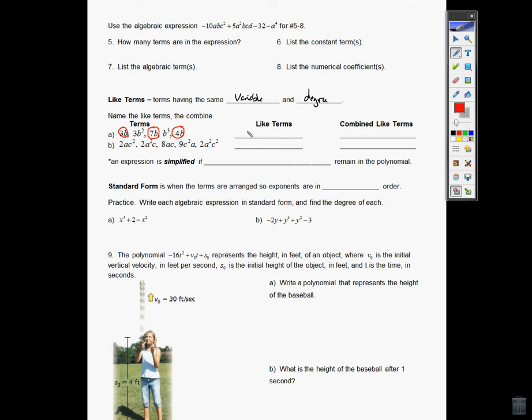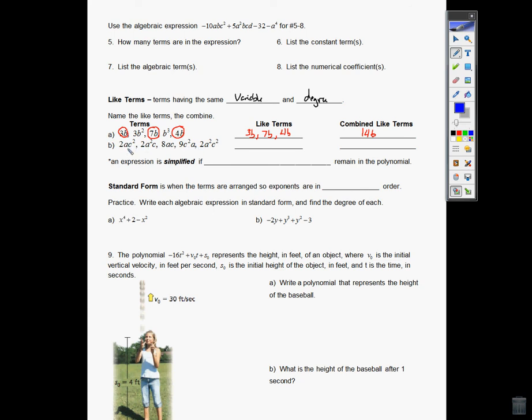So like terms here are going to be 3b, 7b, and 4b. Now when I combine all of those things, this is positive 3b, positive 7b, positive 4b. So combined all together, it's 3 plus 7 plus 4, 14 b's altogether. Making sense?